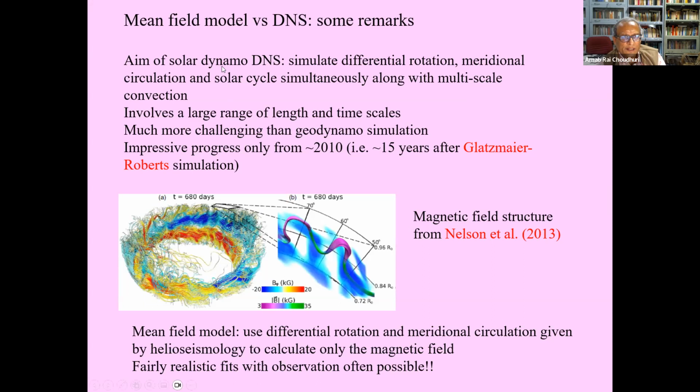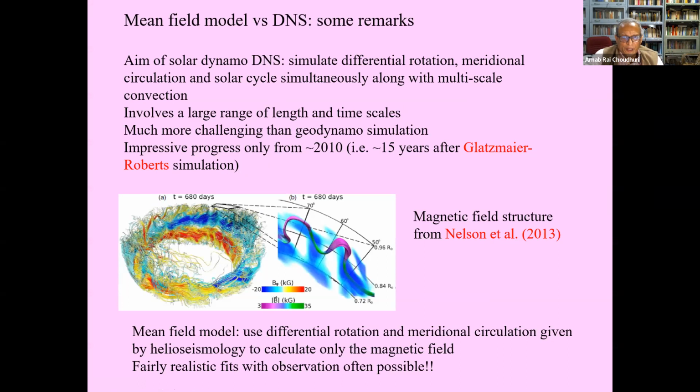I would say that the aim of solar dynamo DNS is rather ambitious: to simulate differential rotation, meridional circulation, and the solar cycle simultaneously, along with multiscale convection. So it involves a range of length scales from very small flux tubes to structures comparable to the size of the Sun. And you also have a wide variation of time scales. So I would say that this simulation is at least one order of magnitude more challenging than geodynamo simulation. Some impressive progress was made in solar dynamo DNS around 2010, which was about 15 years later than the famous Glatzmaier-Roberts simulation of the geodynamo.